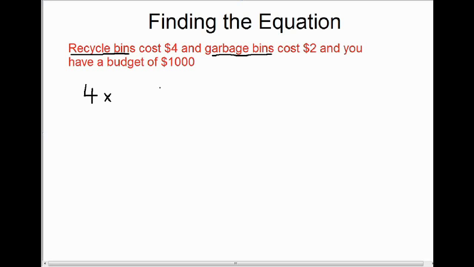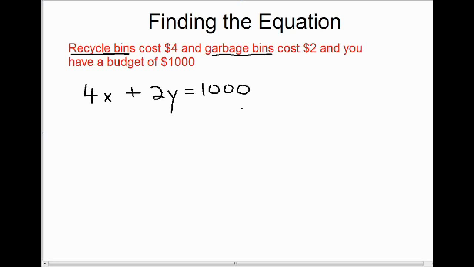They cost $2 each, so to calculate how much it would cost us to buy our garbage bins, we multiply 2 times the number of garbage bins, or 2Y. Well, if I want to find the total amount, how much it costs for however many recycle bins and however many garbage bins I buy, I have to add those two amounts together. And since I have a budget of $1,000, I want this amount to equal $1,000.